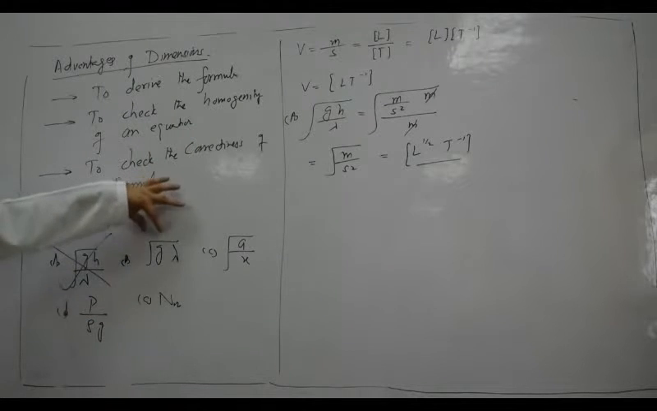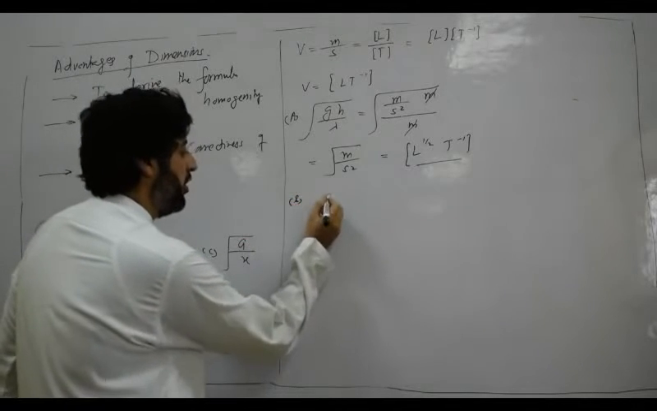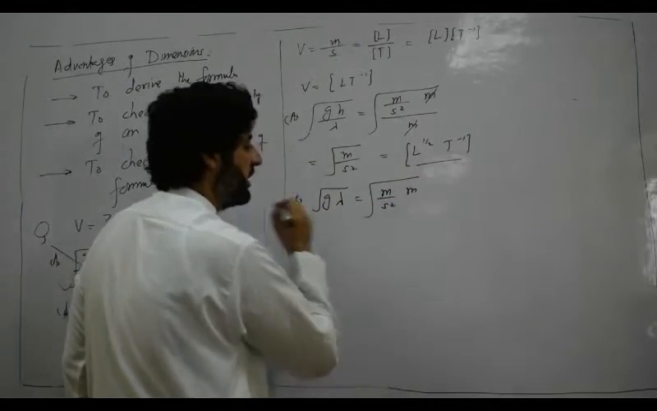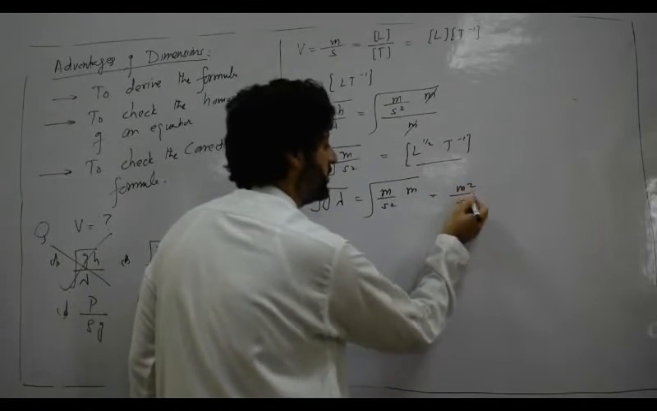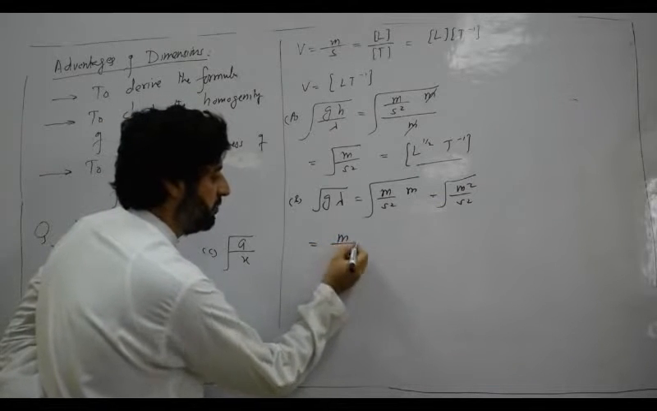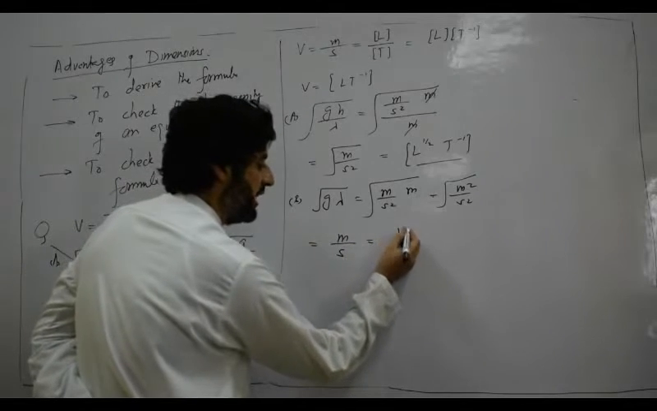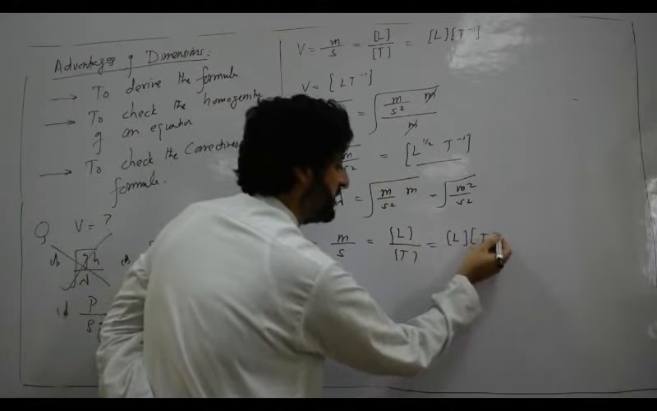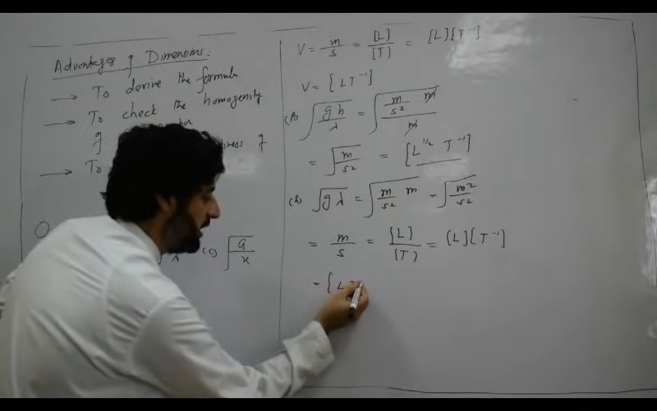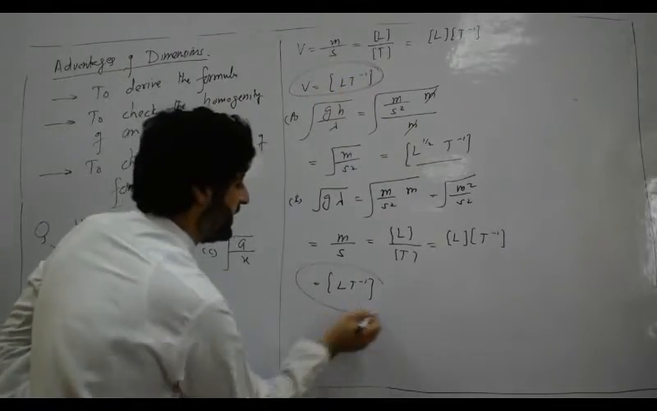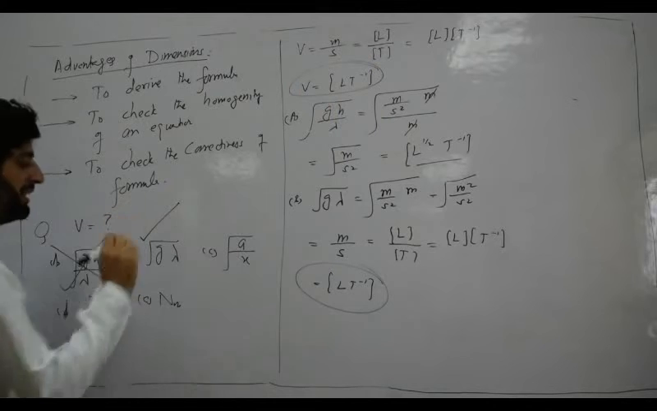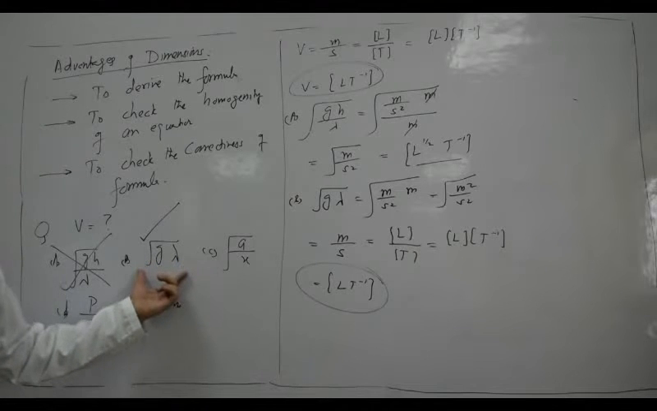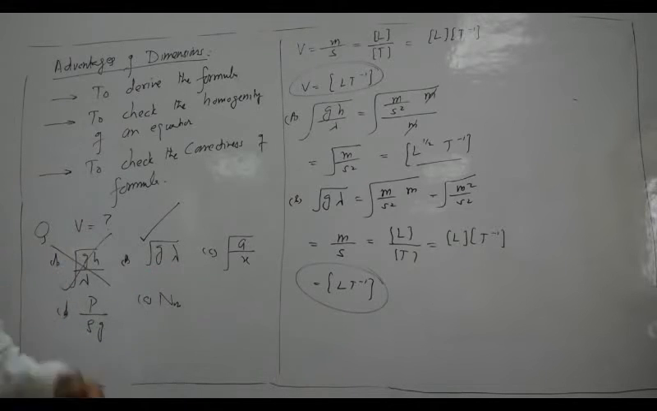Now we are checking option B. Option B is square root of G lambda. What is the unit of G? Meter per second square. What is the unit of lambda? Meter. So meter square per second square. The square will be cancelled with the square root, so it will be meter per second. Dimension of meter is L, dimension of second is T, shifted into the numerator so its power will be negative, so that will be LT minus 1. So these are the dimensions of speed. It means option B is the correct formula for the speed of the waves in ocean.